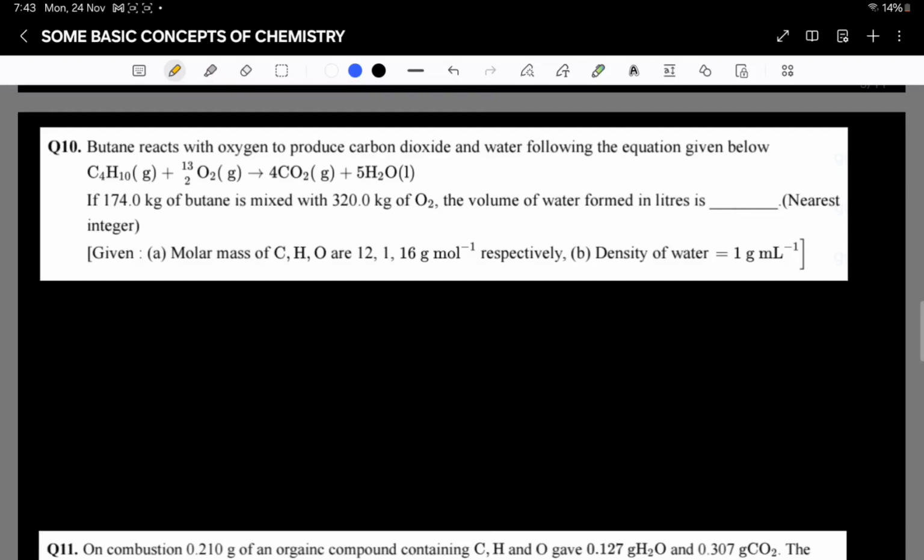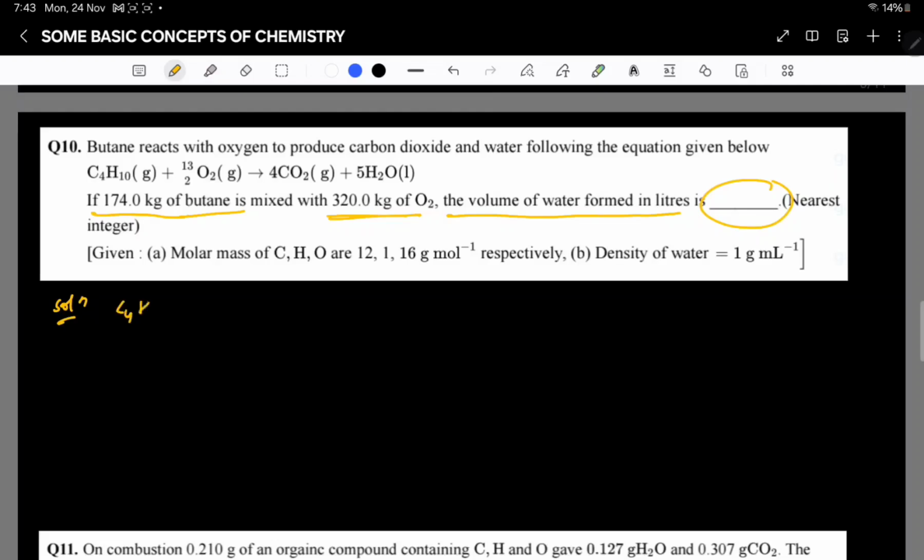Butane reacts with oxygen to produce carbon dioxide and water following the equation given below. That is C4H10 plus 13 by 2 O2 gas gives rise to 4 CO2 plus 5 H2O liquid. The given data, student, is 174 kg of butane mixed with 320 kg of O2. He is asking the volume of water formed in liters. So the equation is above, student. We will copy the equation as it is.